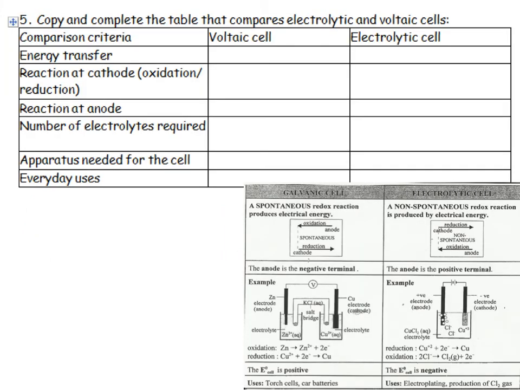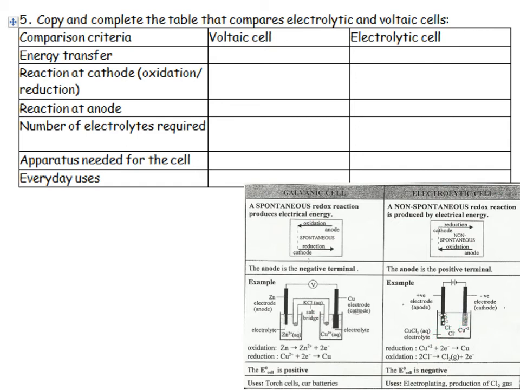Copy and complete a table that compares electrolytic and voltaic cells. I've got a little summary over here, which is pretty cute, of the 2. So here's your electrolytic cell, and here's your voltaic or galvanic cell. Galvanic cell is a spontaneous reaction, whilst your electrolytic cell is non-spontaneous. Oxidation goes one way and reduction the other, whilst this goes exactly the opposite way around. Here you've got the 2 half cells connected by a salt bridge. Here you've got 1 electrolyte that is being broken up by 2 electrodes.